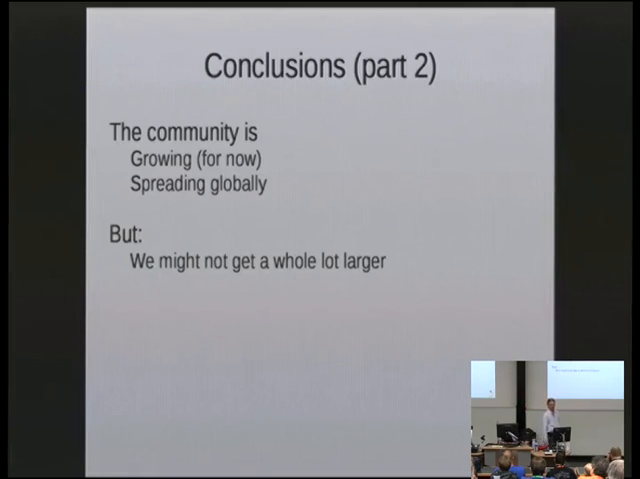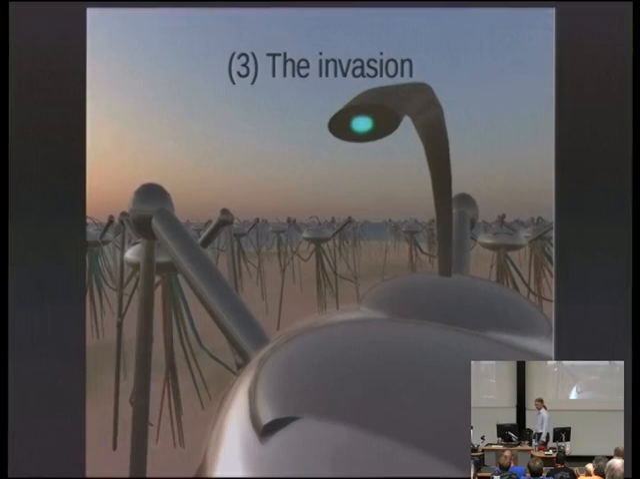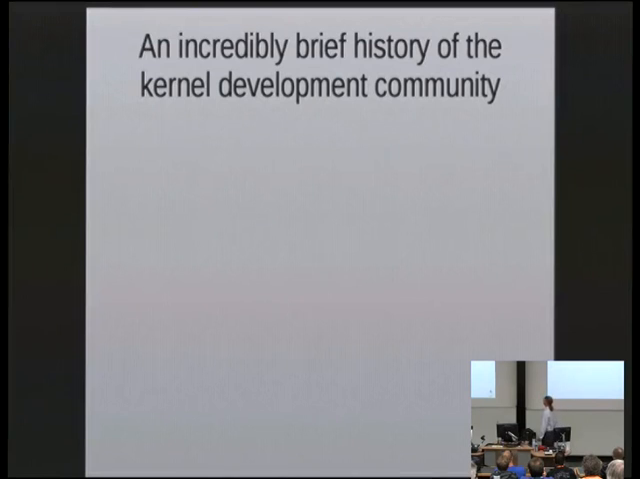So just to summarize that on part 2, the community is growing for now and spreading out globally, but we may not get a whole lot bigger. And again, I don't know that that's necessarily a problem, but it is something to watch out for. So, the final part is something that I call the invasion, and we'll see why I've come up with this term, but I want to start with the fastest history of the kernel development community that you've ever seen, because it fits into a few slides.